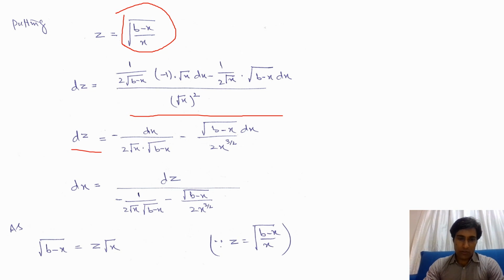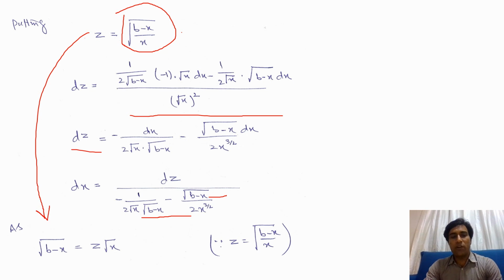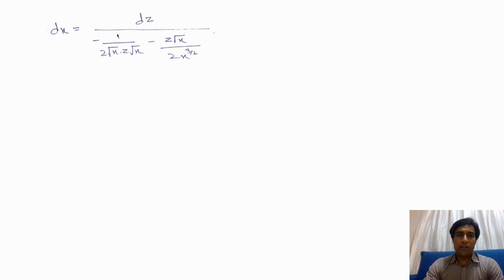Here you can see this is the term which is the square root of b minus x here also. From this relation we can say that the square root of b minus x is equal to z times the square root of x. So we will simply replace this term. Here we replaced the square root of b minus x with z times the square root of x here also, and this is the more simplified form.